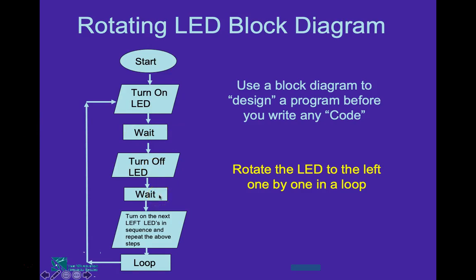and then again a delay is provided so that the LED is turned off for some time, and after that the next LED will be turned on, which is on the left side in the sequence. The left LED will be turned on, then it will provide a delay, be turned off, and wait, and then another LED on the left will be turned on. So the LEDs in the sequence will be turned on in the left position, and then this process will go in a loop.